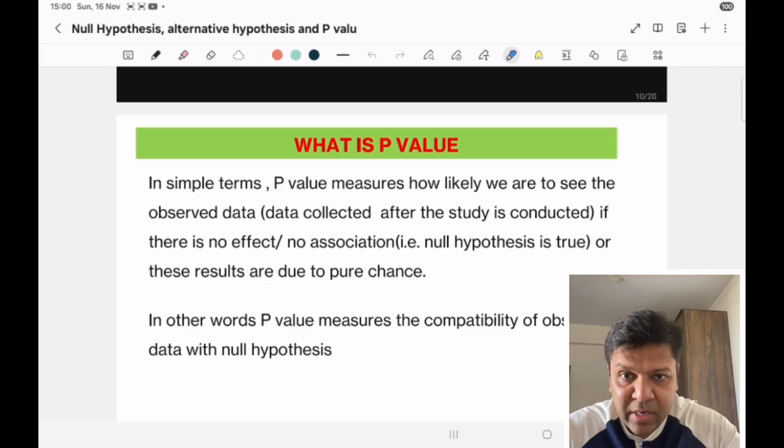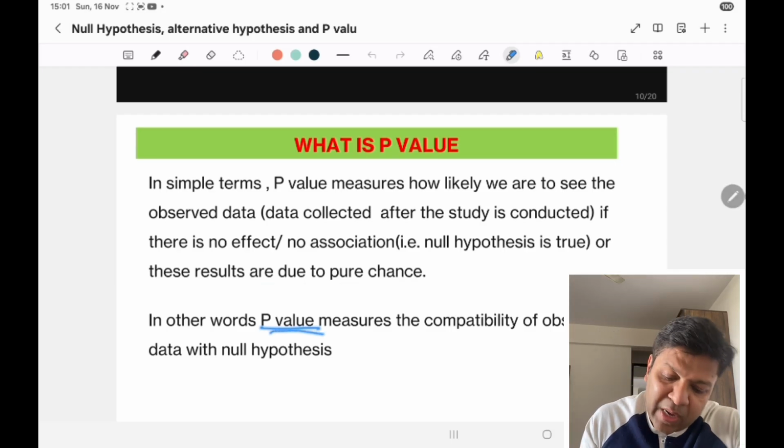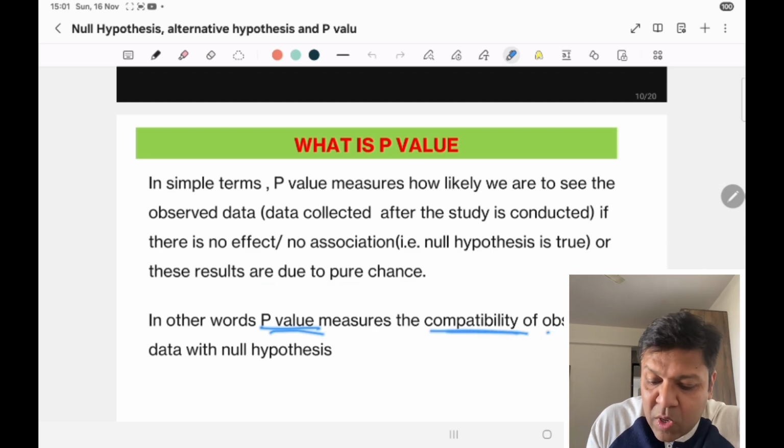If you have a statistically significant data, then it is possible, not very much possible, but there are some chances that it is due to pure luck. So this error is called alpha error. So p-value also measures that. So in other words, p-value measures the compatibility of the observed data with the null hypothesis.